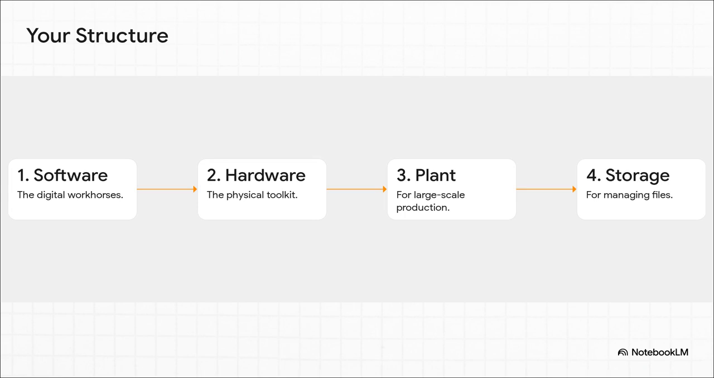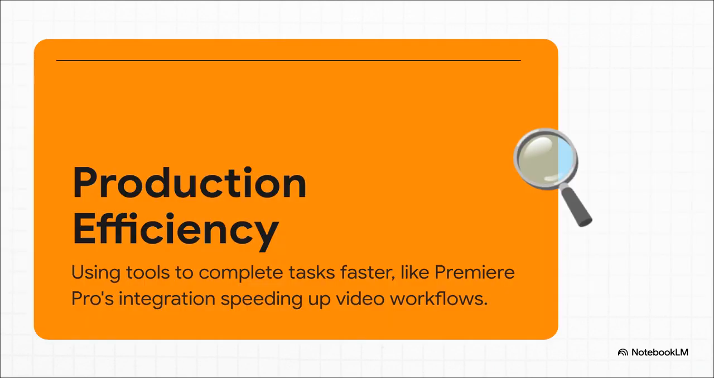First things first, make sure you clearly structure your answer around these 4 pillars: software tools, hardware equipment, plant equipment, and storage solutions. A logical structure is always the first sign of a top-tier answer. Now for the vocabulary that will push your answer into that top band. First, try to use the term production efficiency. This is just a fancy way of saying working faster. For example, the way Premiere Pro integrates with other Adobe apps is a perfect example of boosting efficiency.